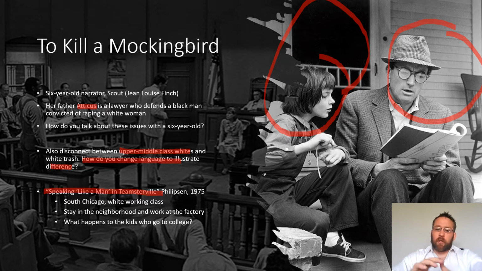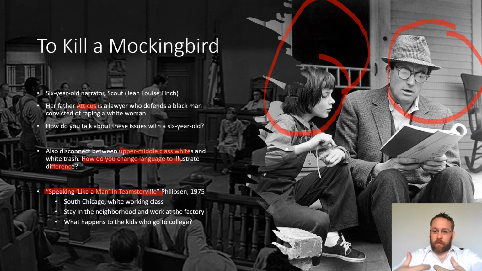What Philipsen did was go to South Chicago and do an ethnographic study within a white working class neighborhood, where everybody goes to the same high school. All the people you grew up with end up marrying each other. All the guys end up working for the factory. The women are either working at the local diners or they're stay-at-home moms. That's everybody in this community, South Chicago, a white working class neighborhood in the 1970s.